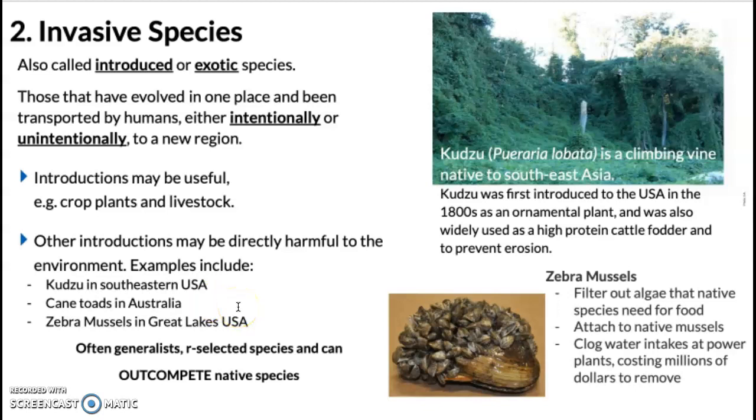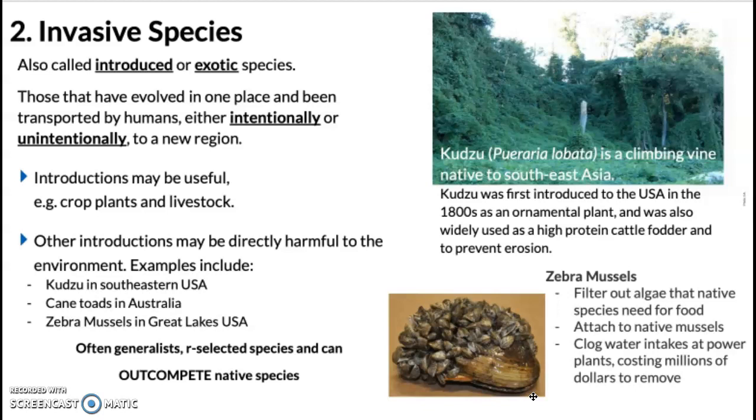Another example are zebra mussels. These were introduced in the Great Lakes in the US. The problem with these is they filter out algae that the native species would need for food. They attach to native mussels, so the zebra mussels are the little ones, and they clog the water intake at power plants, so it does impact humans as well, and we have to pay to remove them.